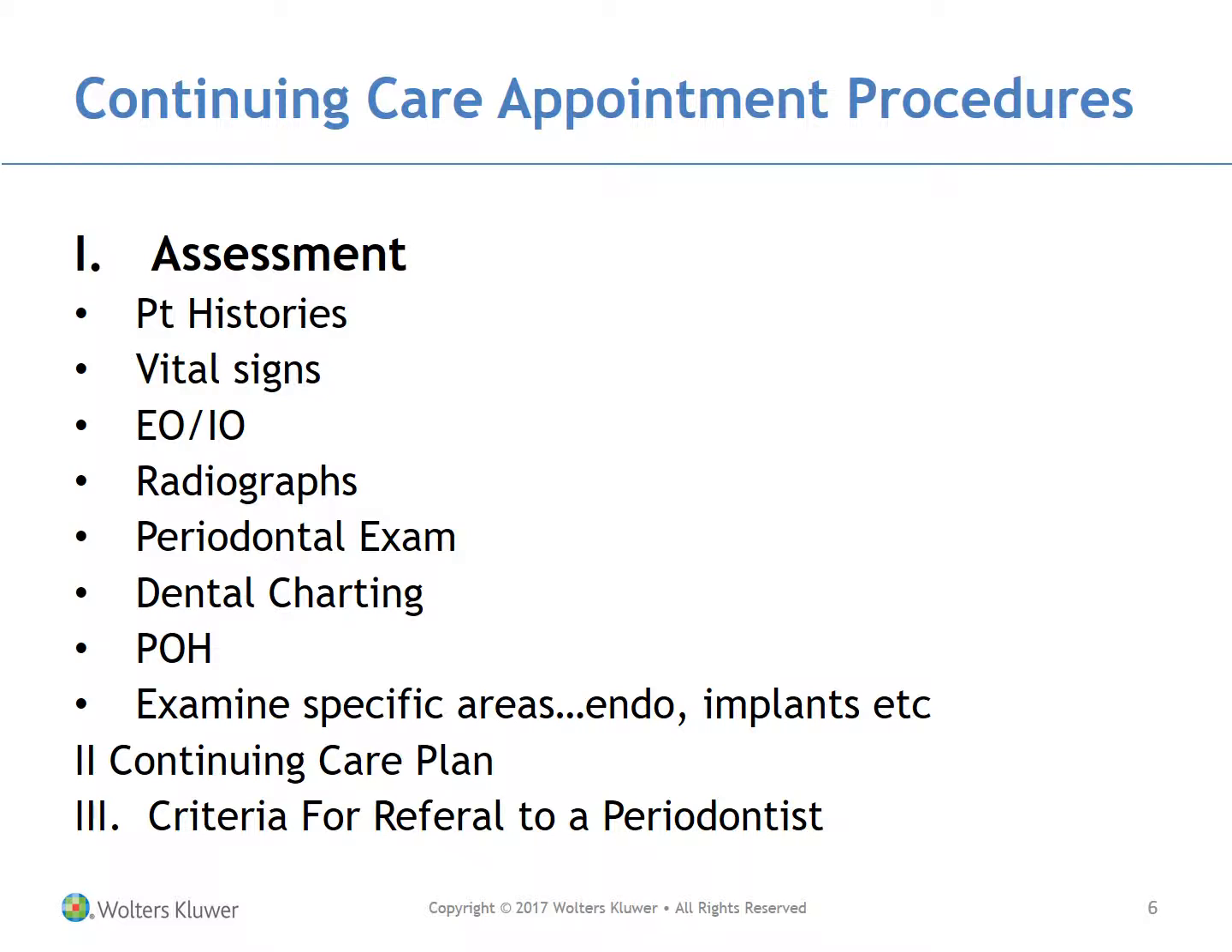Then we want to check the occlusion and any fremitus. That's when the patient's biting together and you can kind of feel vibrations in their tooth, meaning there might be just slight mobility there. And then we want to check mobility.